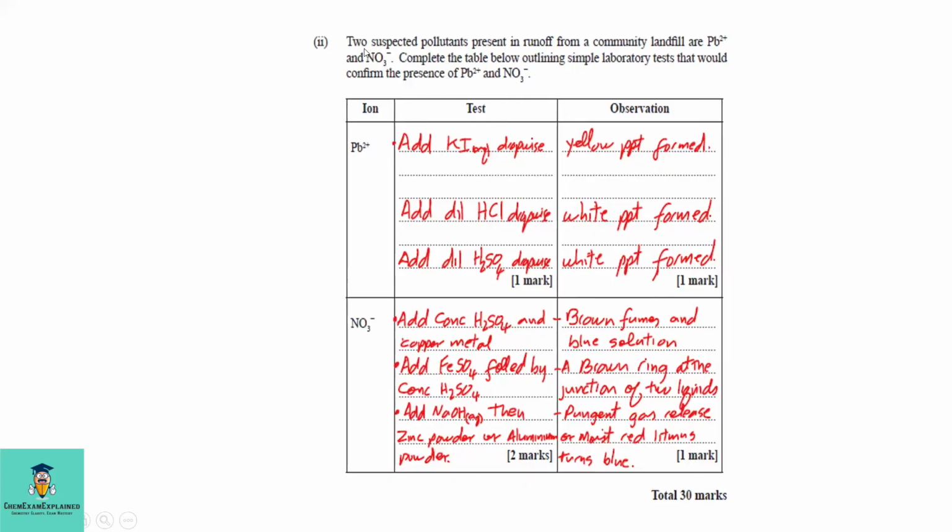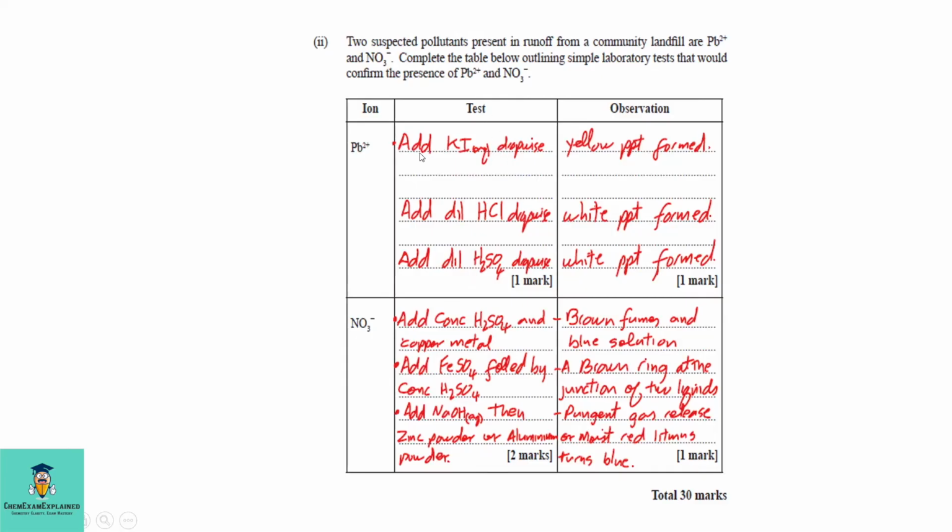D, part 2. 2 suspected pollutants present in runoff from a community landfill are lead-2 ions and nitrate ions. Complete the table below outlining simple laboratory tests that would confirm the presence of Pb2+ and NO3- ions. The ions are present here on the left-hand side of the table, Pb2+ and NO3-. Now, what test could you use? Now, I have 3 tests here. You can give any one for your answer.